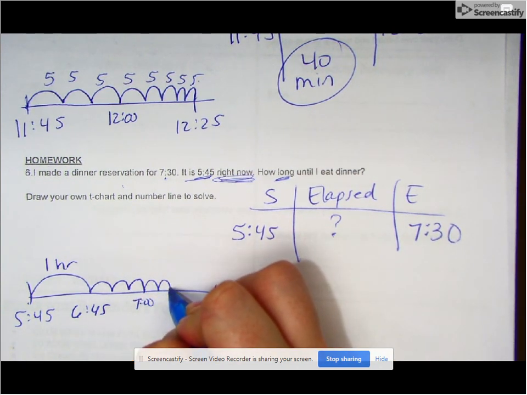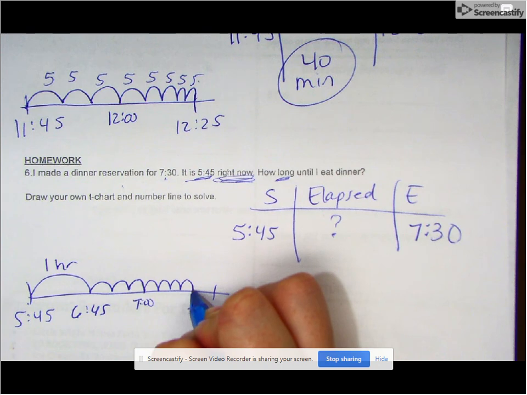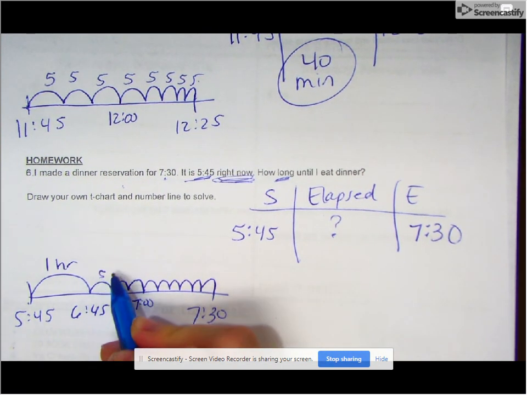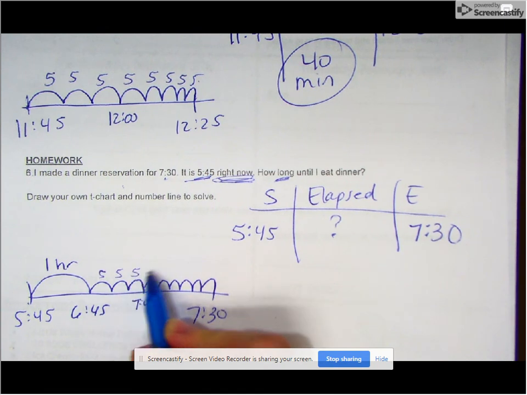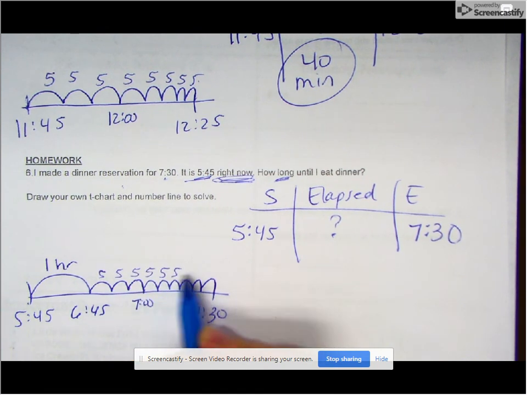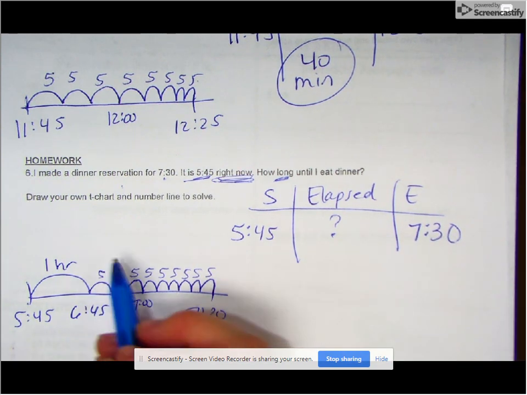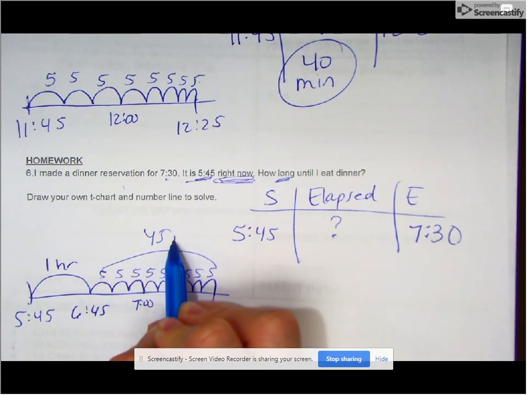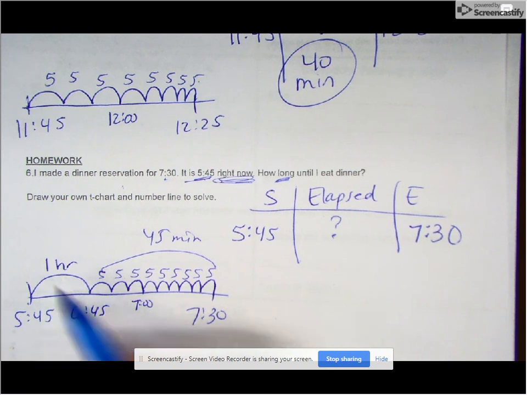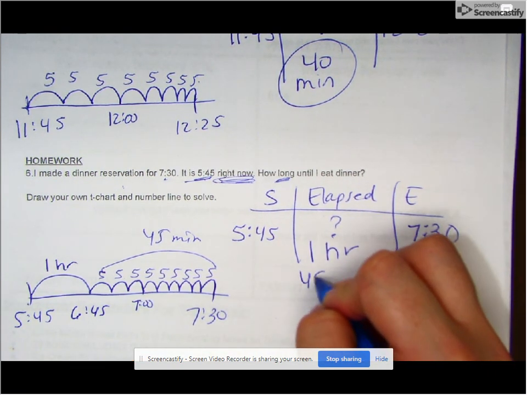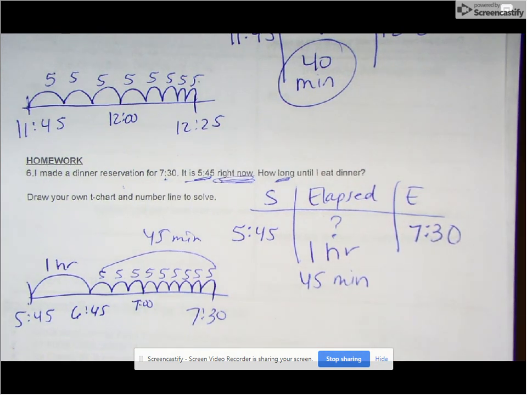7:05, 7:10, 7:15, 7:20, 7:25, 7:30. And just count by fives. 5, 10, 15, 20, 25, 30, 35, 40, 45. Okay, so that's 45 minutes. We can't forget about this hour here. So there is 1 hour and 45 minutes until I eat dinner.